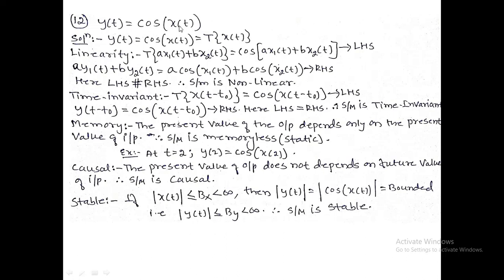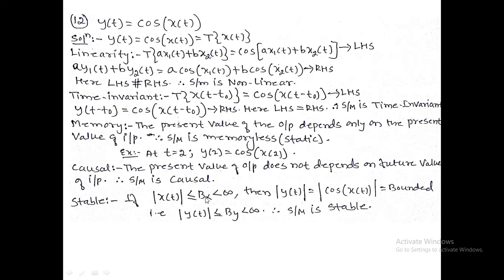Y of t, this is x of t. The present value of the output at t equals t depends on the present value of the input at t equals t. Therefore, the system is memoryless. Causal: the present value of the output does not depend on future values of the input. Therefore, the system is causal.